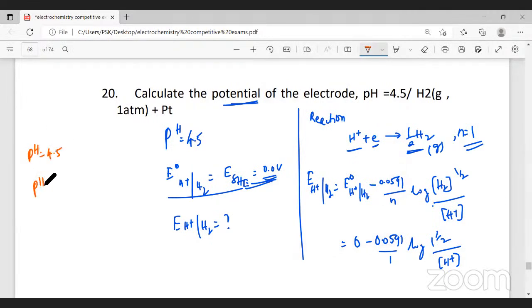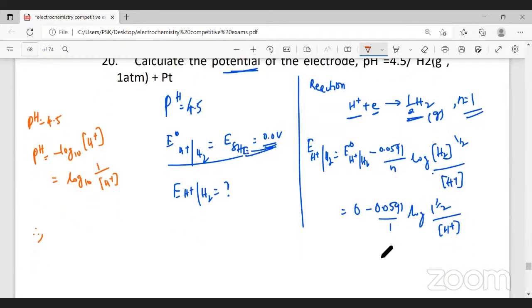So pH is defined as negative logarithm to the base 10 of H plus ion concentration. That will be written as logarithm to the base 10 of 1 by H plus ion concentration. So 1 by H plus, the negative sign will get cancelled. So therefore, we can write, see, this value, what we're getting is 1 by H plus ion.